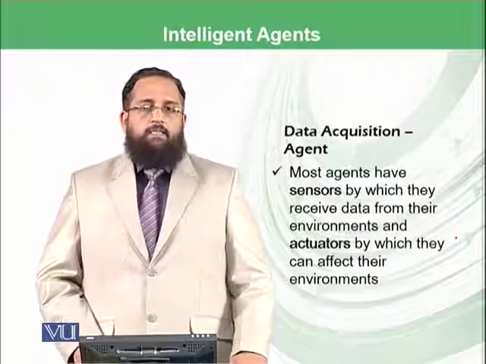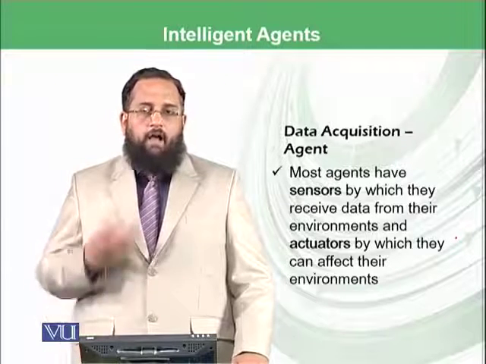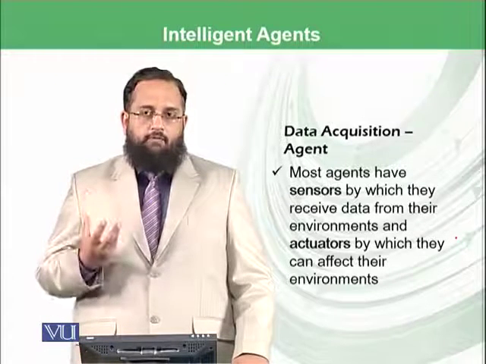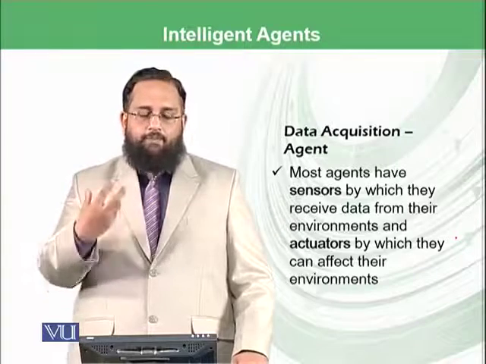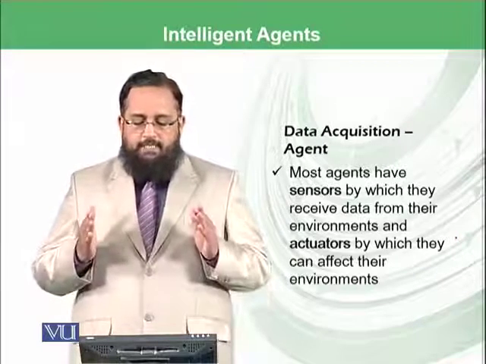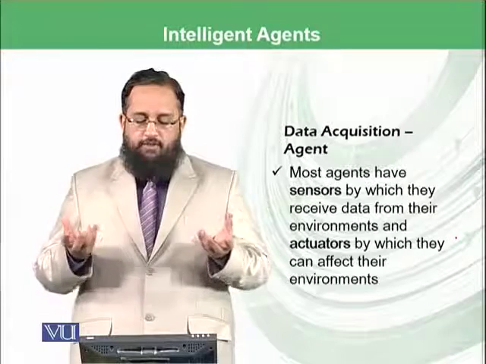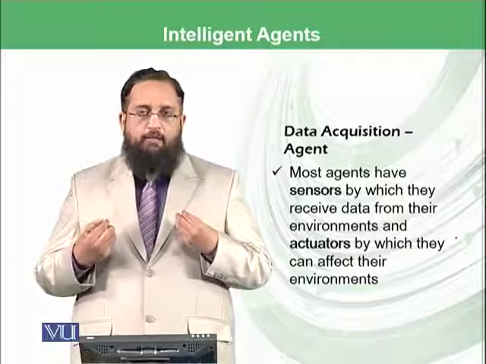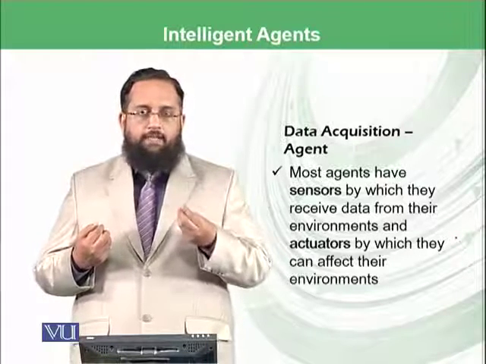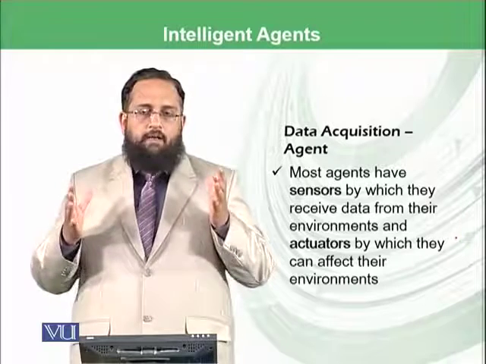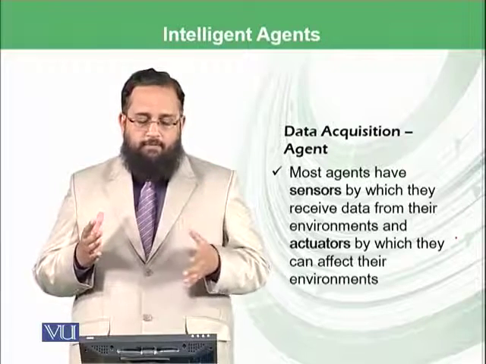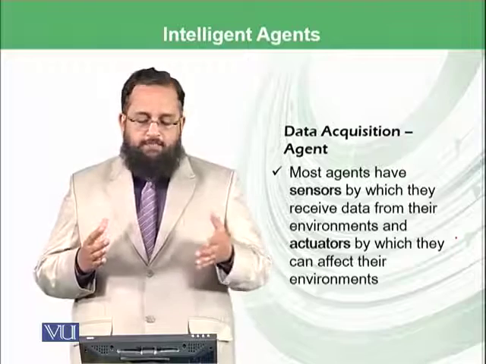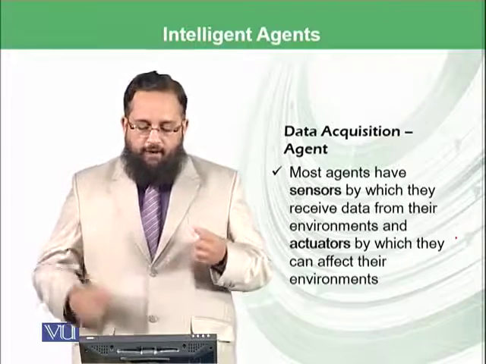And how does this agent acquire the data, and then of course after analyzing this data it responds. So most agents have sensors by which they receive data from their environment, and actuators. So actuators are their belongings. We will be discussing sensors and actuators in the next slides, by which they can affect their environment.